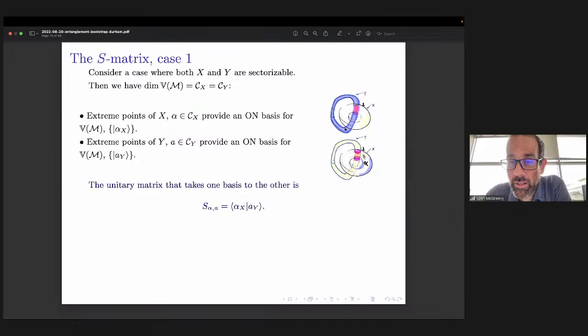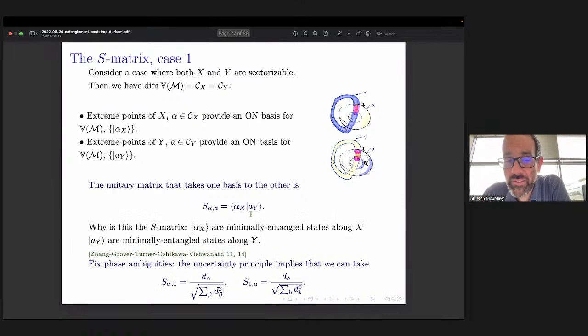Similarly, I can start with an extreme point on X, say a state labeled alpha of this sphere shell, and merge it with its complement, and that produces another set of extreme points. So each of these is an orthonormal basis of the same Hilbert space, and so naturally we can make a unitary matrix, which is the unitary that takes one basis to the other. So it's unitary by construction. And why is it the S matrix? Well, it's because of this fact that these states, alpha X, are minimally entangled states along X. And a good definition of the S matrix is in terms of these overlaps of minimally entangled states along different ways of slicing the space.